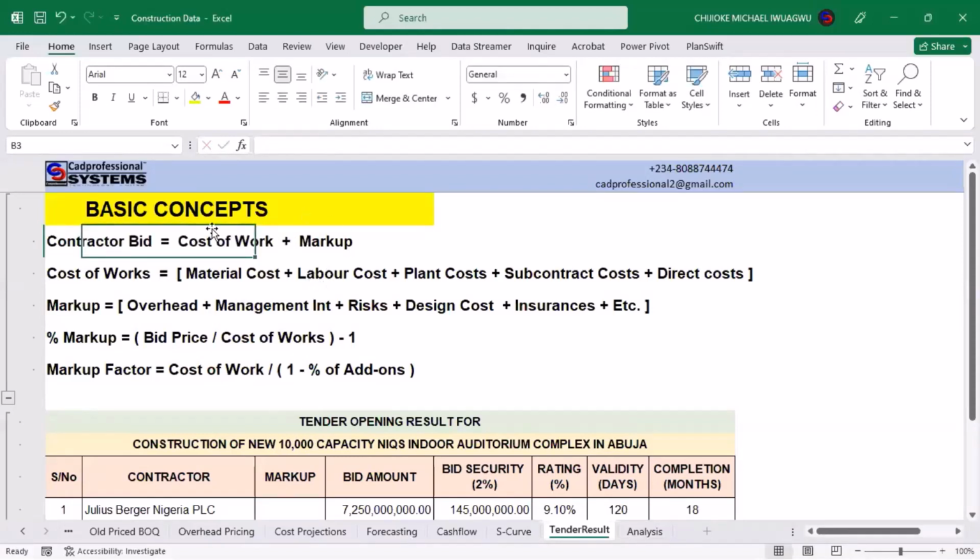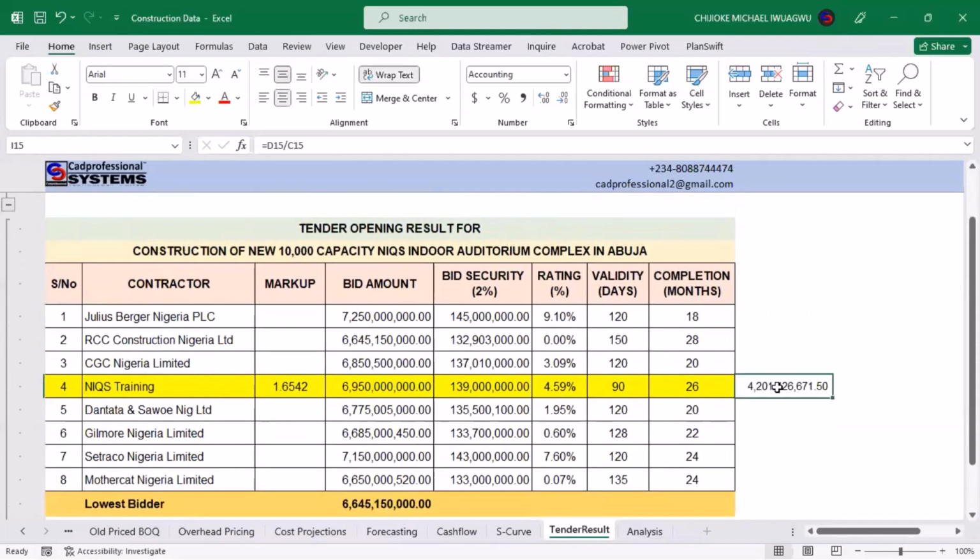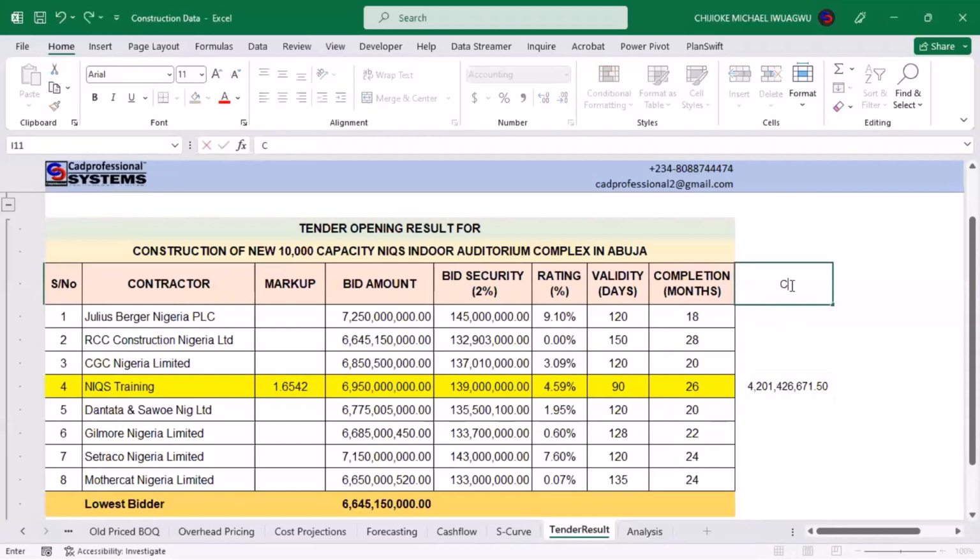But the fact I'm trying to say is that inside your bid price, you have your cost of work in addition to your markup. But the reality is that you have your markup times your cost of work. That will give you your bid price, which is what we have just established here. So you divide it the other way around. Bid price divided by the markup will give you your cost of work. Okay, so we can call this column cost of work.